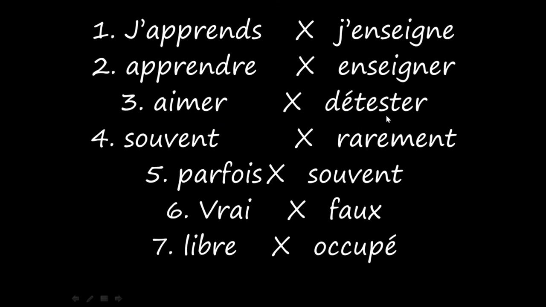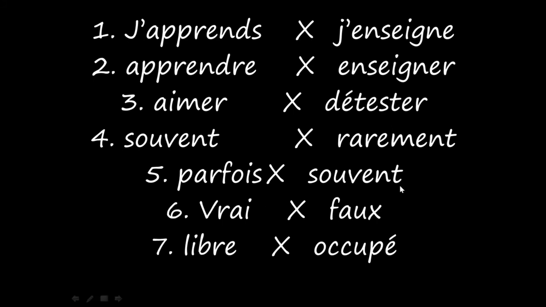Souvent, which means often. Rarement, which means rarely. Right? So souvent. Rarement. Parfois. So parfois means at times, or sometimes. So we say parfois. Even for this, you can say souvent, which means often. You can even write toujours, which means always. Even that's fine. Right? Voilà.